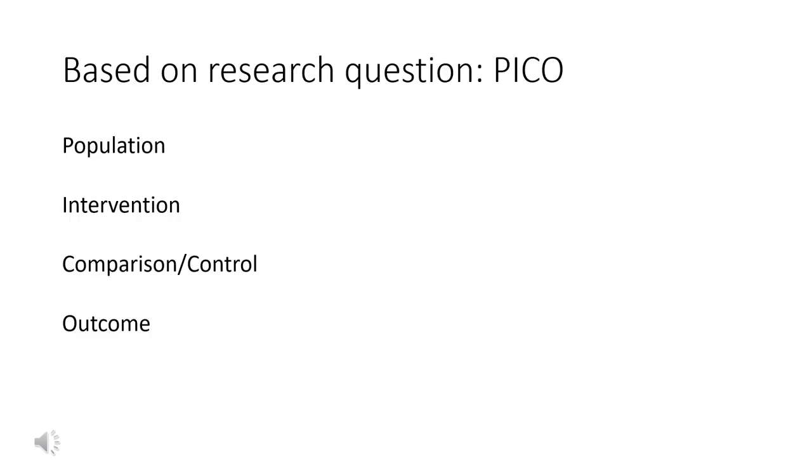First of all, how do you know which words to put in your search blocks? Well, a framework is typically used to delineate these concepts. This framework is called PICO. It stands for Population, Intervention, Comparison or Control, and Outcome. This framework is often used because it captures all the concepts you need in a research question for clinical research.